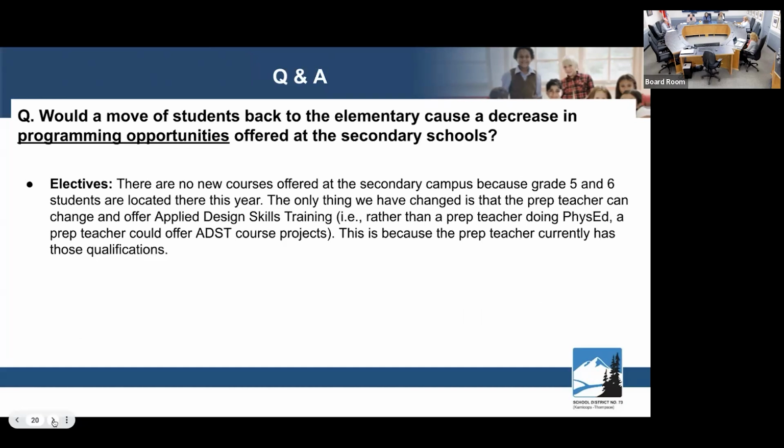Okay, and another question that evolved was would a move of students back to the elementary cause a decrease in programming opportunities offered at the secondary schools? And currently, there are no new elective courses offered at the secondary campus because grade 5s and 6 students are located there this year. The only thing we have changed is that the prep teacher can change and offer applied ADST. We currently have a trained secondary phys ed teacher that provides prep coverage. So they do have a specialized teacher for PE this year. And it really just comes down to staffing and what we need for staffing requirements for our secondary staff.